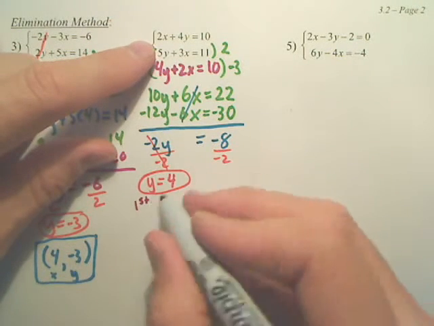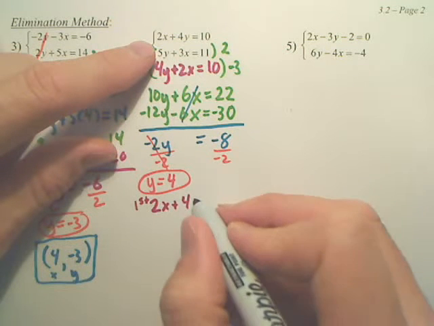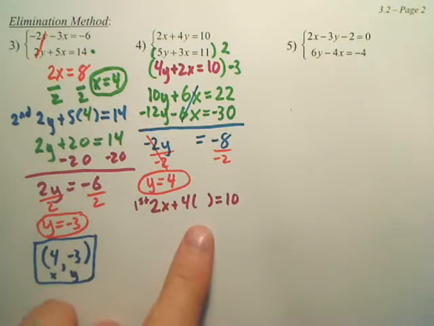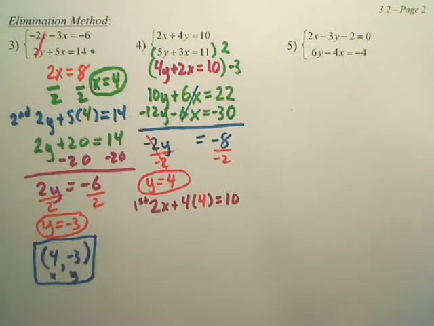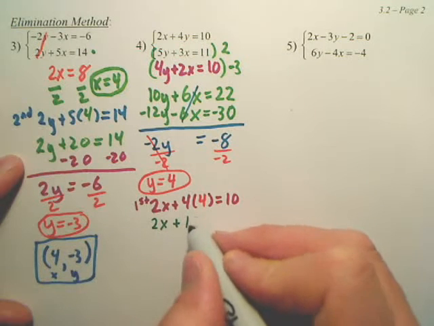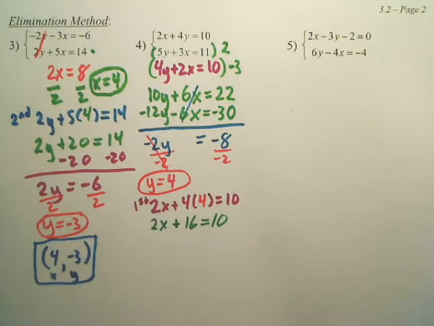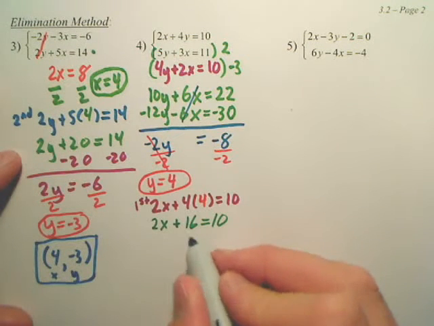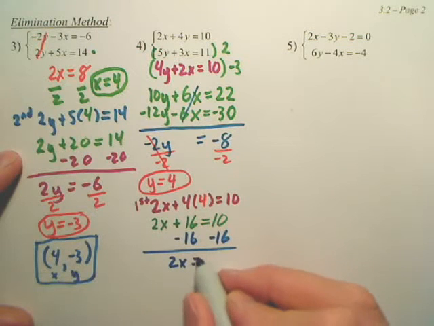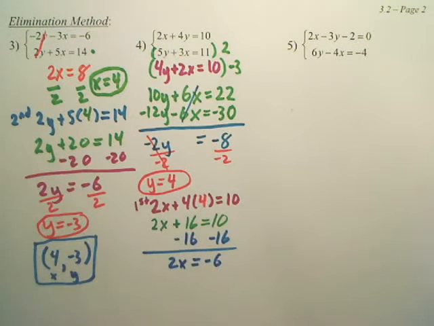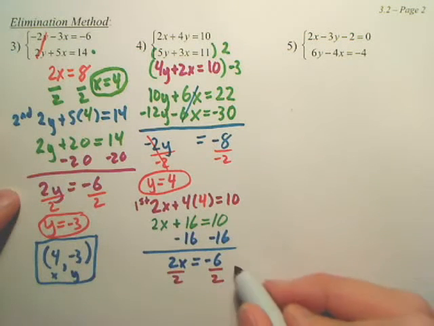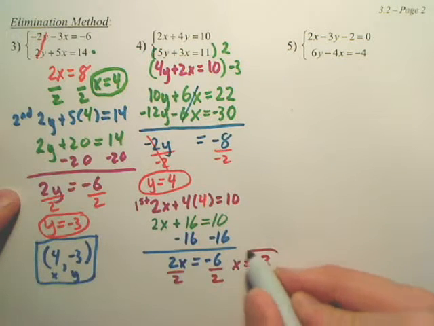So I'm going to take the first equation, 2x plus 4y, but instead of y, we're going to plug something in. And what's going to go in there for the y? 4. So we now have, it looks like 2x plus 16 equals 10. To get x by itself, we're going to minus the 16 over. And it looks like the last step would be to divide by 2. So it looks like we have x equals negative 3.